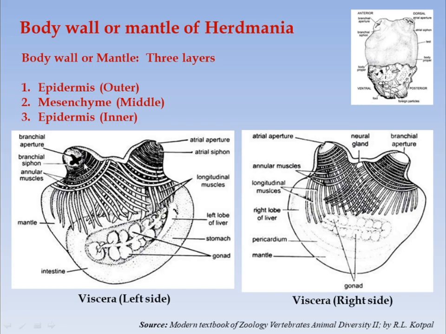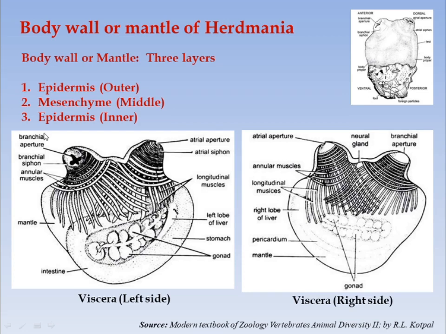So they arise beneath the branchial as well as atrial aperture, and they reach up to the middle part of the body. Here you can see. And the third one is branchioatrial muscles. These muscles are not shown in this diagram, but these are few muscles which extend deep between the two siphons. तो ये यहाँ पे बीच में present होती है. तो third one is branchioatrial muscles.